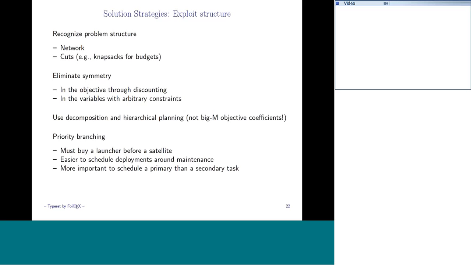The other thing is to recognize problem structure and try and exploit it. So certainly in the Army model, the personnel planning model, we recognized this could be a network, and so we got integer solutions for free, and so we cast it as a network. We looked at cuts based specifically on knapsack constraints, like for the budgeting model.